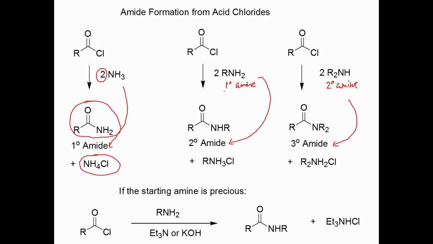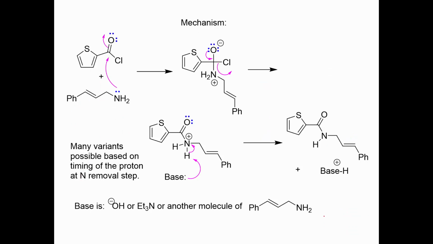All right, sometimes our amine is precious and we don't want to waste a whole mole of it. So if that's a concern, you can add another base in there. Often it's triethylamine. And again, this will not form an amide, so you can add this, and this allows you to use just 1 mole of your amine, and if you do that, you'll get as your byproduct triethylammonium chloride. All right, so let's look at the mechanism for this one.